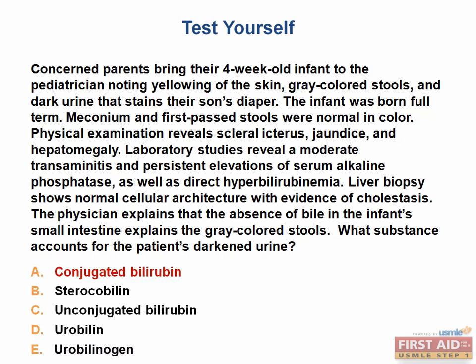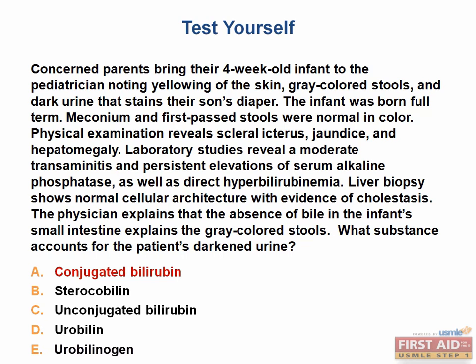However, it's an oxidized product of urobilinogen, and in persistent cholestasis, the bacterial flora of the gut isn't exposed to bilirubin, so it can't make urobilinogen. Therefore, urobilin can't be accounting for the patient's darkened urine since it was never made from the urobilinogen. Again, E isn't correct since urobilinogen isn't able to be made by the bacterial metabolism of the conjugated bilirubin in the gut.